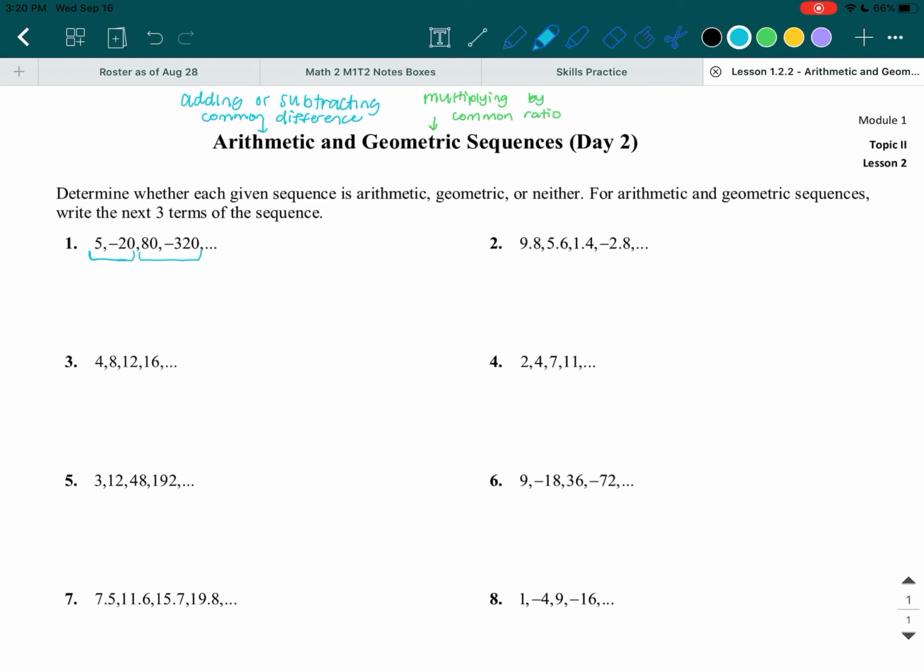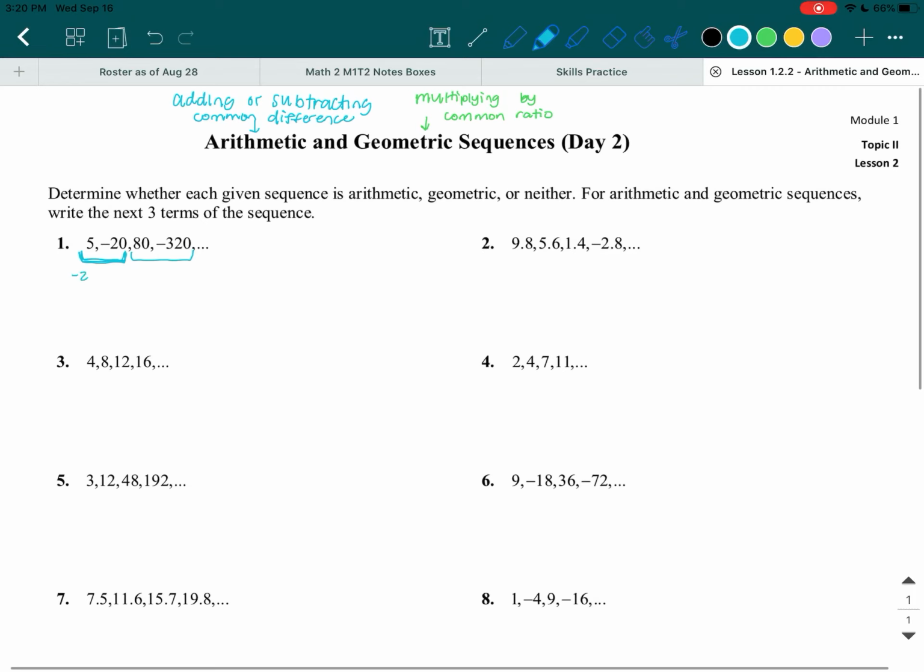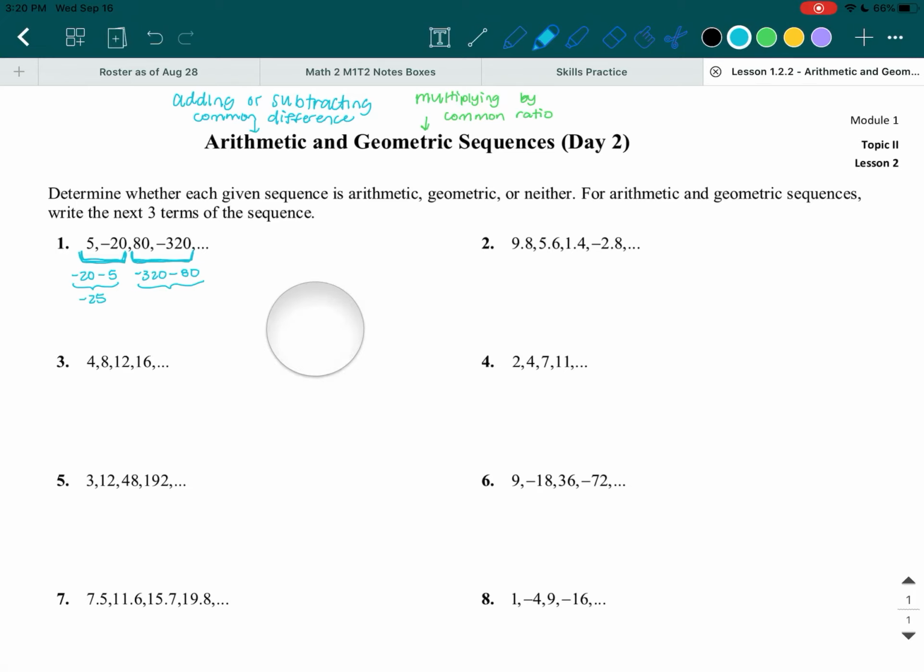So let's see for the first two numbers. For the first pair, we have 5 and negative 20. So you're going to take your second number minus your first number, so negative 20 minus 5. This gives us negative 25. All right. If this is indeed arithmetic, we should get negative 25 for our other pair of numbers as well. So let me try. We have the second number, which is negative 320. Subtract the first number, which is 80. And you get that the common difference here is negative 400.